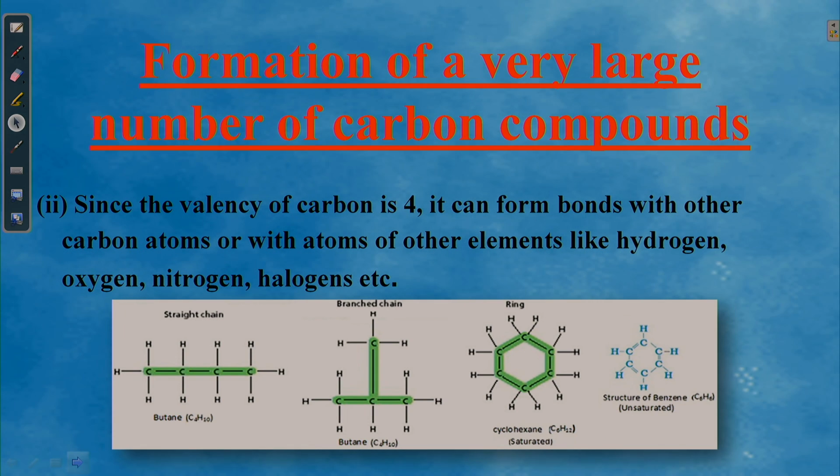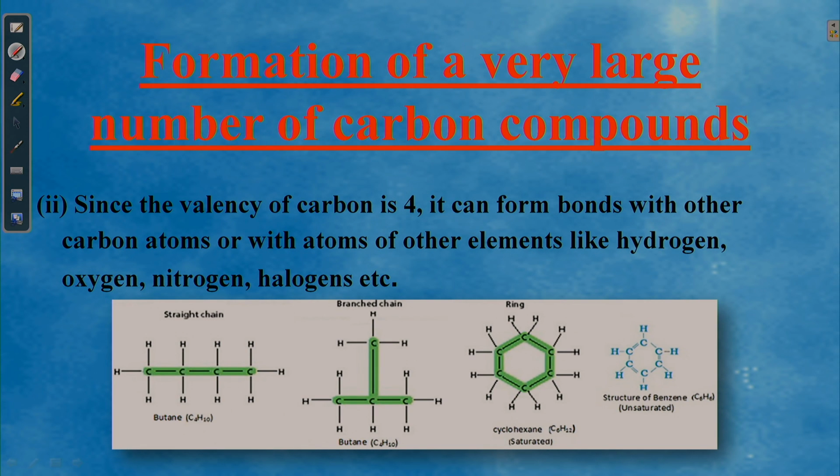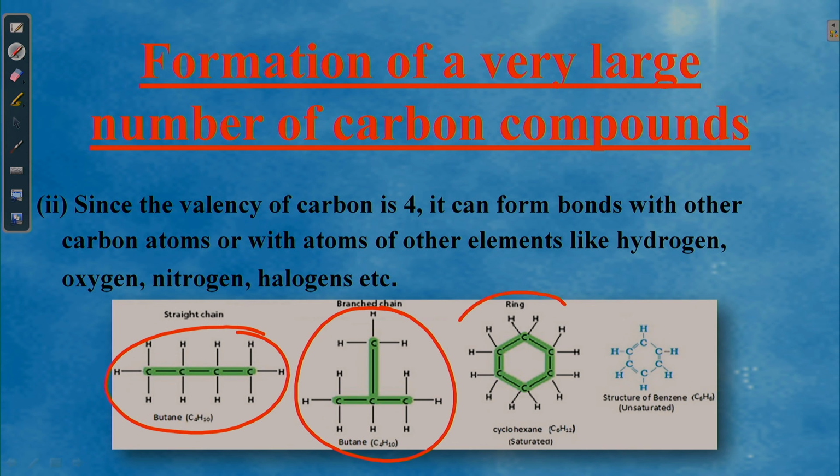So these are some examples of carbon compounds, like these are straight chain, branched chain and ring-like structures. Since the valency of carbon is 4, it can form bonds with other carbon atoms or with atoms of other elements like hydrogen, oxygen, nitrogen, halogens, etc.